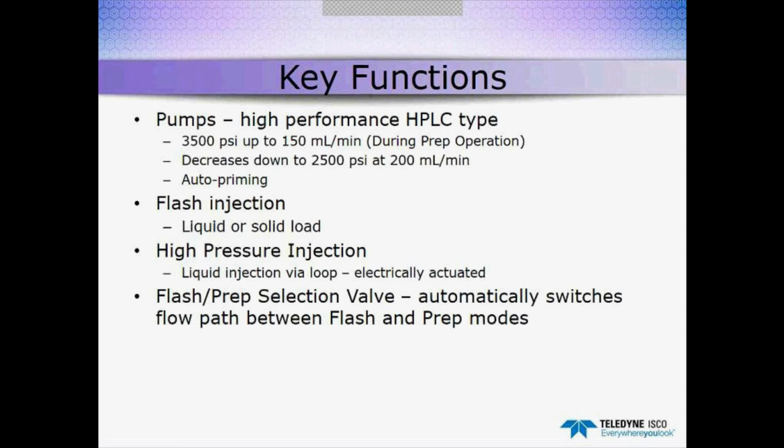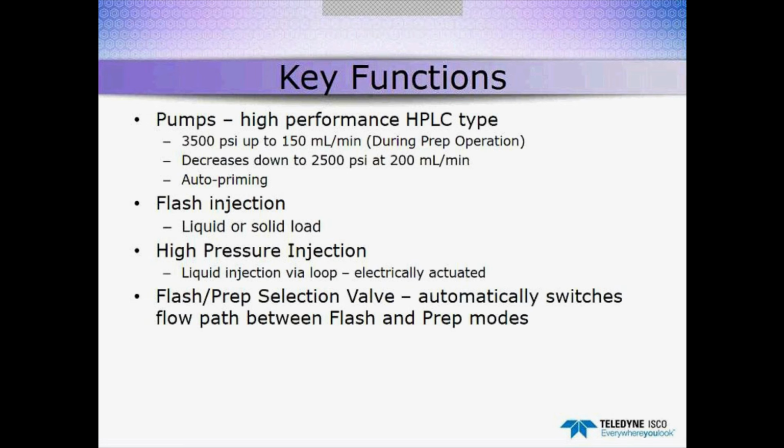System is auto priming, so there's no use of a syringe or something else to pull solvents through the lines. It's simply a button that you press in the user interface to begin the priming process. Flash injections are done on the left-hand side of the system, and they can be either a liquid injection or a solid load cartridge can be used for introducing the sample onto the flash columns. On the high pressure side, the injection uses a traditional loop injector that's electrically actuated by the system.